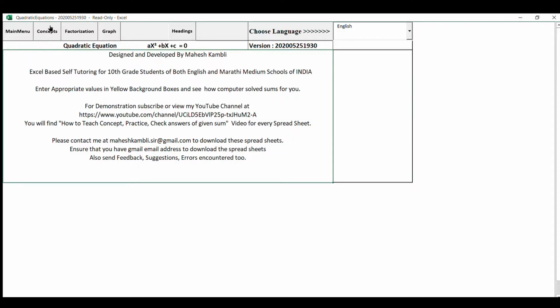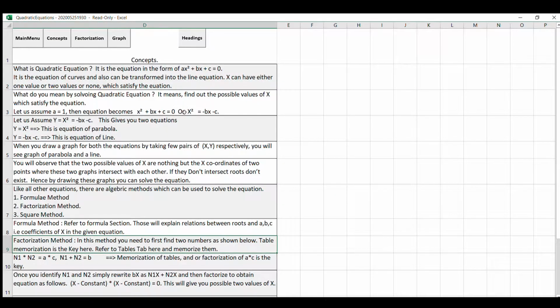Here, we will first go to concepts. What is a quadratic equation? It is an equation in the form of ax square plus bx plus c is equal to 0. If an equation is written in this form, it is called a quadratic equation, or you can also call it a second degree equation. What is the meaning of second degree? The degree is the highest power of x. In this case, the highest power of x is 2, so that is the reason this equation is also called a second degree equation.